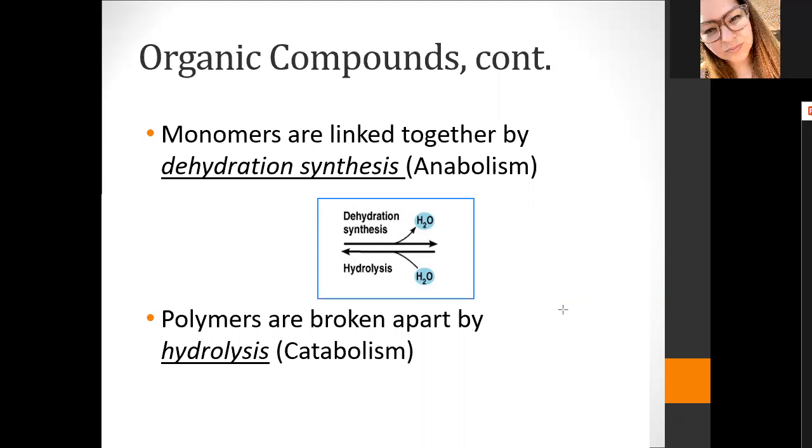So realize that dehydration synthesis means that water is being given off. It's leaving, which would be that top one. And hydrolysis is water being added into the reaction to break something down. So again, try to study that picture. Make sure you would know how to label that if given the opportunity to drag and drop these terms to get each side of that reaction going.